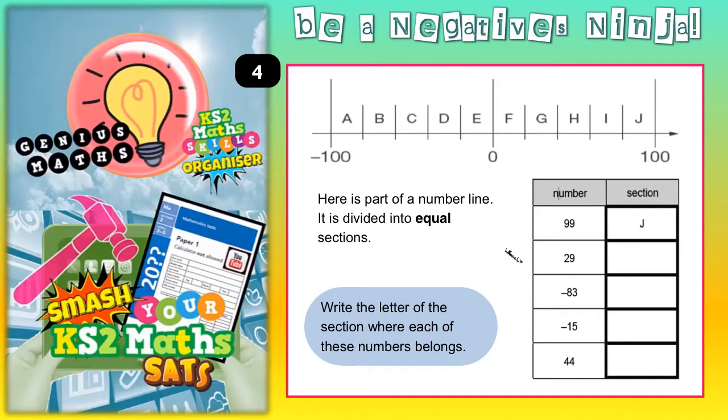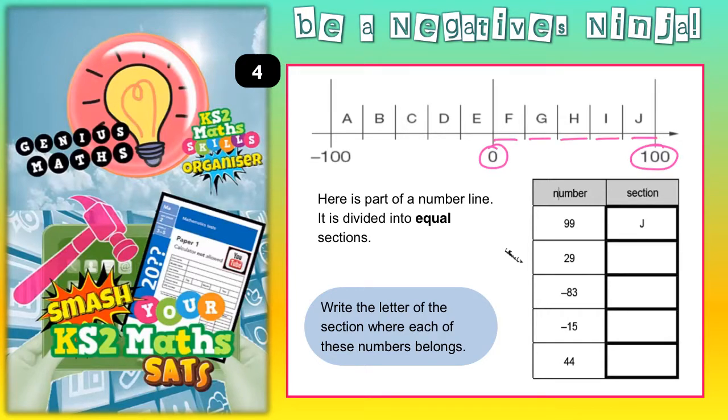Question number 4. Here is part of a number line, which is divided into equal sections. Write the letter of the section where each of these numbers belongs. Now, what we need to do first of all is figure out that between 0 and 100, there is 1, 2, 3, 4, 5 equal sections.